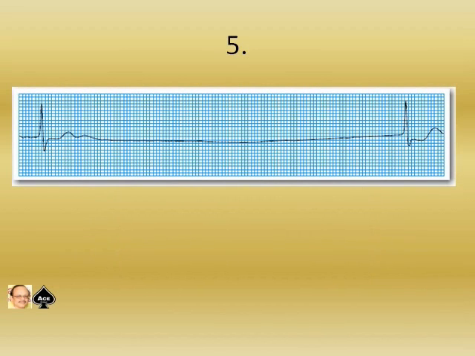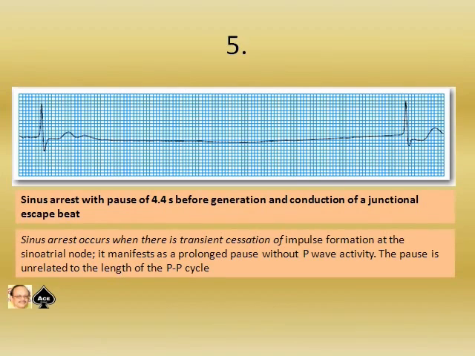Now that is question number 5. What is the diagnosis? So that is sinus arrest with a pause of 4.4 seconds before generation and conduction of a junctional escape beat. Sinus arrest occurs when there is a transient cessation of impulse formation at the sinoatrial node. It manifests as a prolonged pause without P wave activity, and the pause is unrelated to the length of the PP cycle.